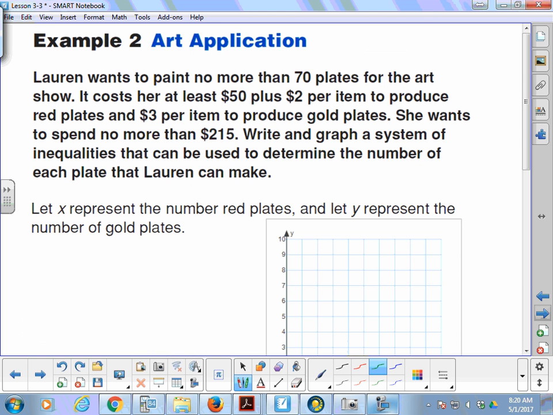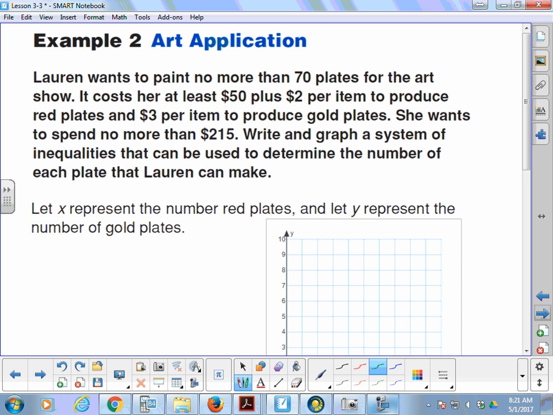a word problem then that involves systems of inequalities. Lauren wants to paint no more than 70 plates for the art show. It costs her at least $50 plus $2 per item to produce red plates and $3 per item to produce gold plates. She wants to spend no more than $215.